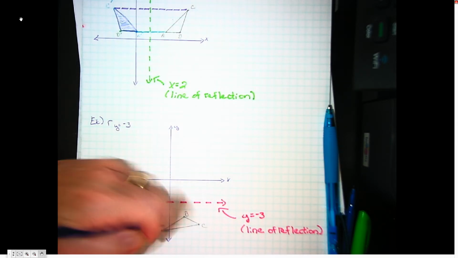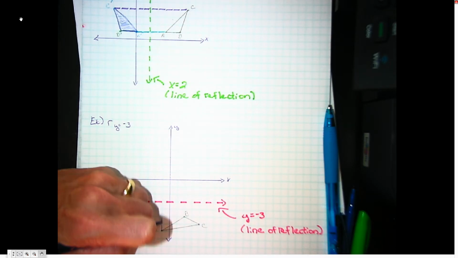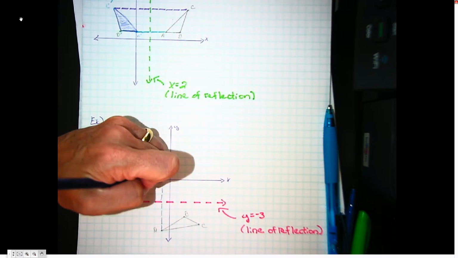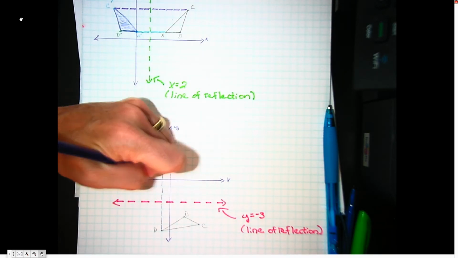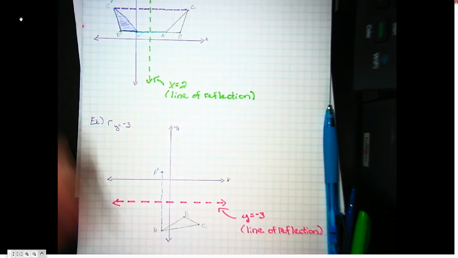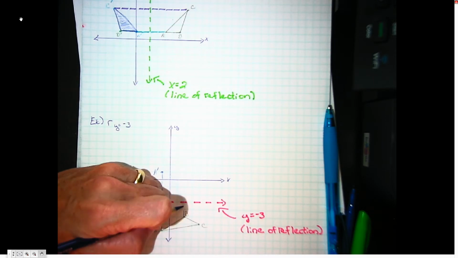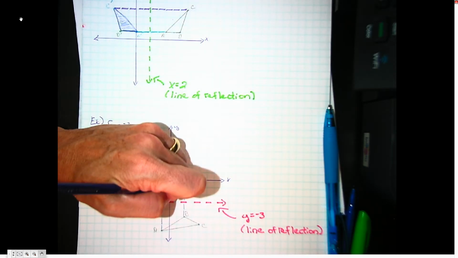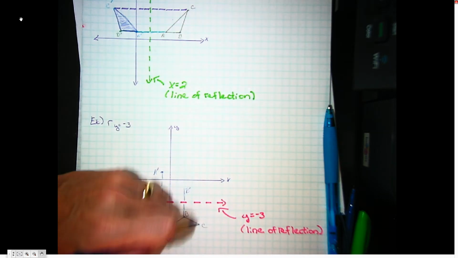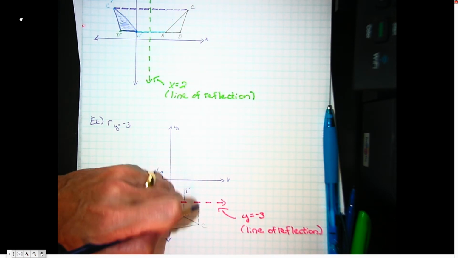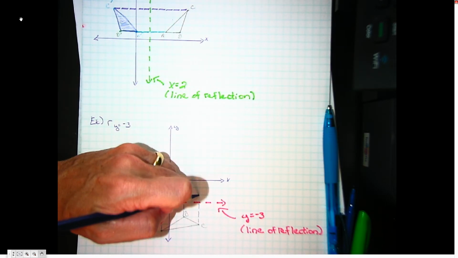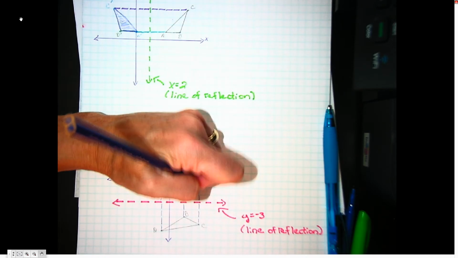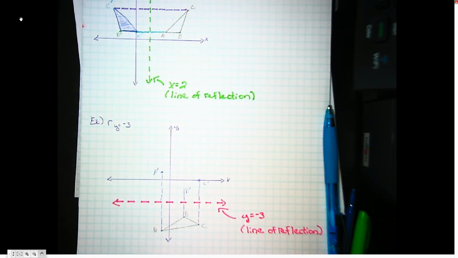So if I go from A, let's just start from A. A is 1, 2, 3, 4 below. So A prime has to be 1, 2, 3, 4 above. Okay. B is 1, 2 units below. So B prime has got to be 1, 2 units above. And C is 1, 2, 3 units below. So C prime has got to be 1, 2, 3 units above. So let's watch how nifty that is.